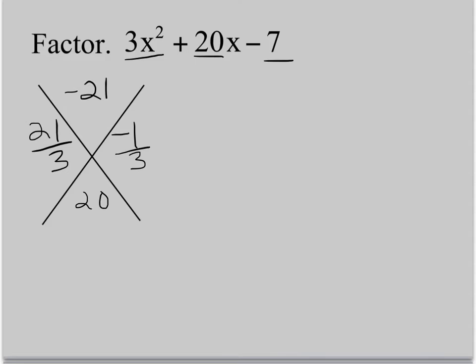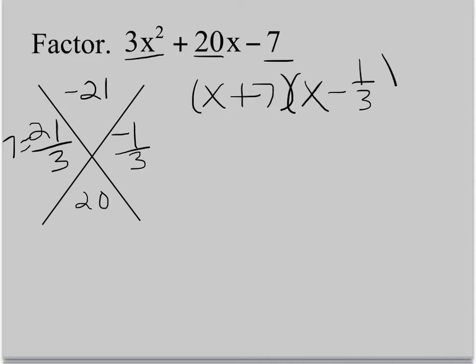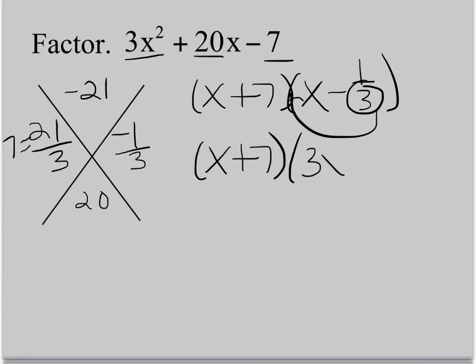Next we divide by the a. So 21 divided by 3 is 7, and negative 1/3 is already reduced. So we end up with x plus 7 and x minus 1/3, and then bottoms up. So we end up with x plus 7 and 3x minus 1.